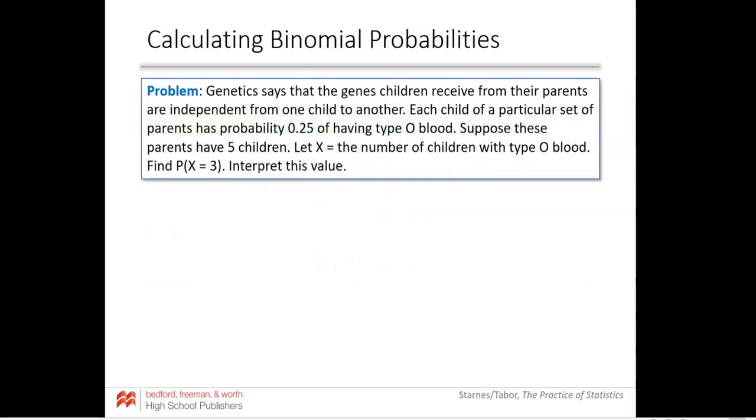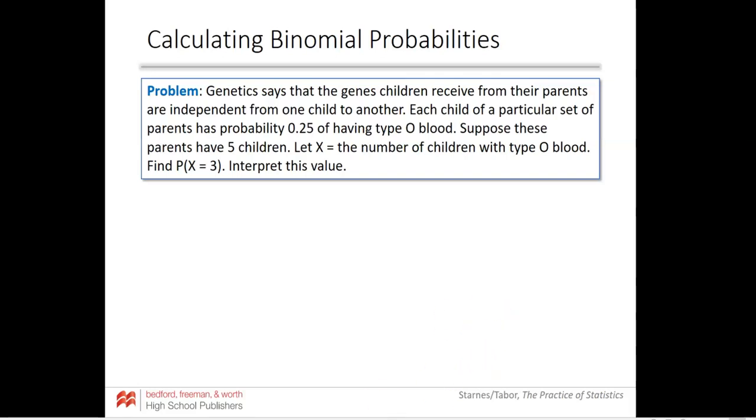Okay, so let's try to apply it. Genetics say that genes of children received from the parents are independent from one child to another. Each child's particular set of parents has a 0.25 chance of having a type O blood. Suppose these parents have exactly five kids. Let x equal the number of children with type O blood. Find P(x equals 3). Interpret this value. So this is definitely binomial. It passes all the tests: fixed number of trials, same probability, 0.25, they're independent of each other, and their success or failure is having type O or not.